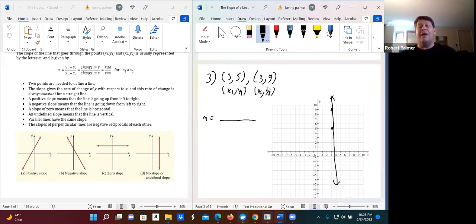So we do x2 minus x1, so 9 minus 5. Sorry, y2 minus y1. Then we do x2 minus x1, or 3 minus 3. So my numerator is 4, but my denominator is 0. Remember, that's undefined. So remember, anytime you divide by 0, that's what's called undefined. So this is a vertical line.